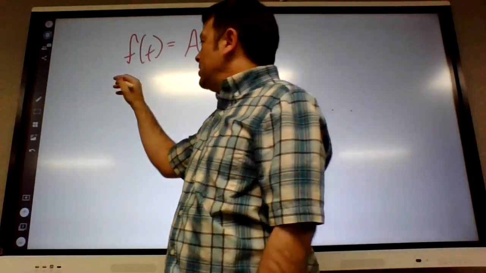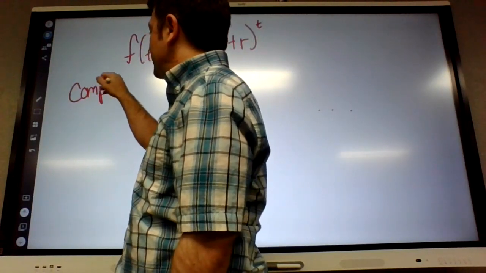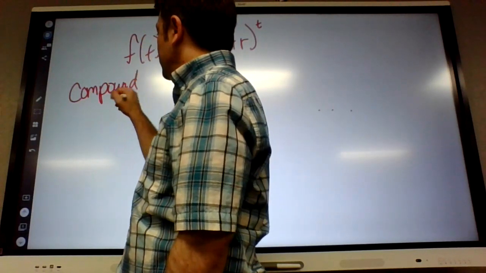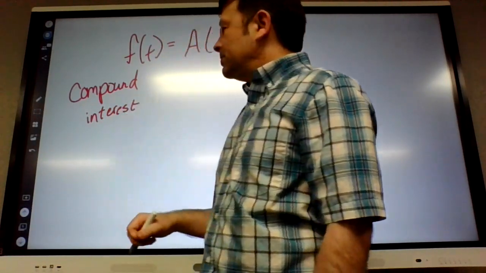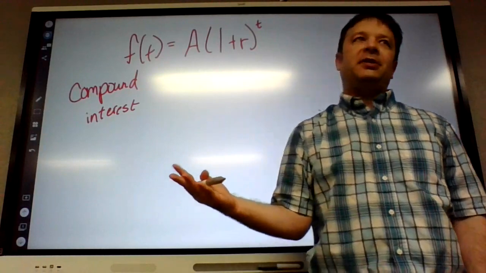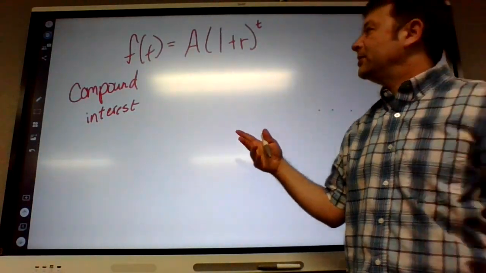The other one is called compound interest. So this only applies to money and interest, and it will use the word compound in the problem. Like if Jim invests $10,000 compounded monthly at 12% interest, that kind of thing.